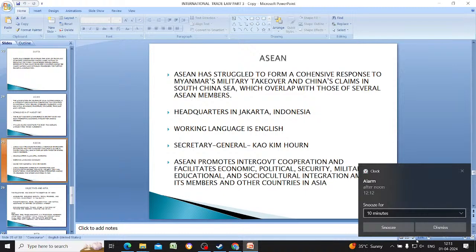The military takeover. Before that, Myanmar was a country under the British Empire, and it became independent in 1948. From 1962 to 2011 it was under military control. Then it became democratic, and the military takeover happened again in 2021. From that year we can see the military takeover in Myanmar, so it is not a democratic country. The military takeover and the Rohingya issues have been happening in Myanmar.